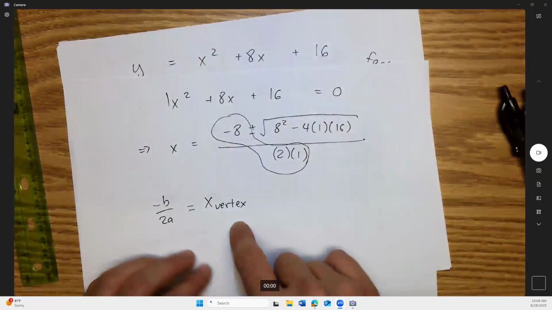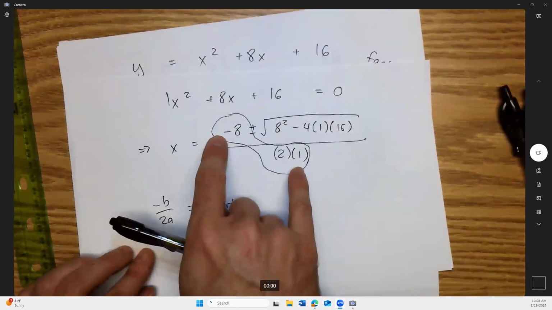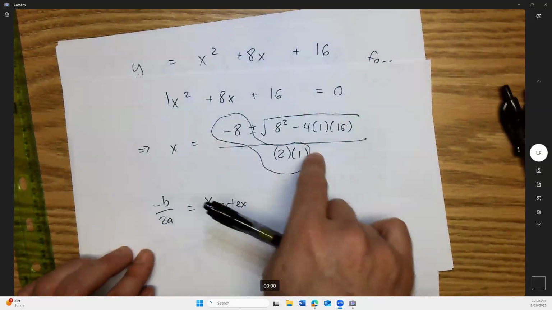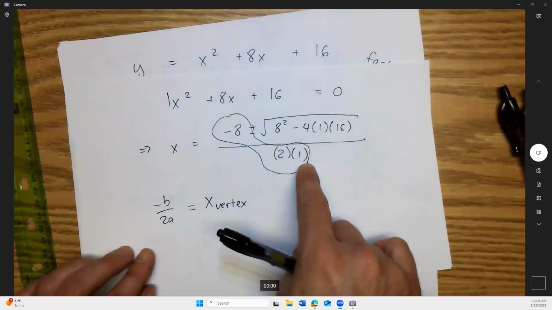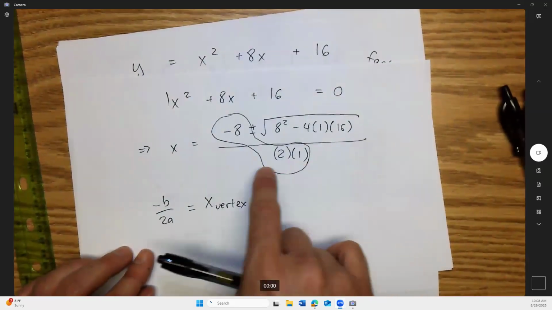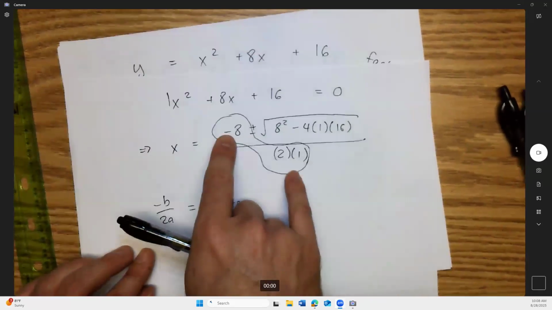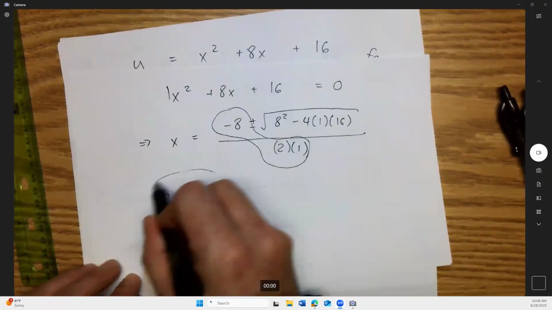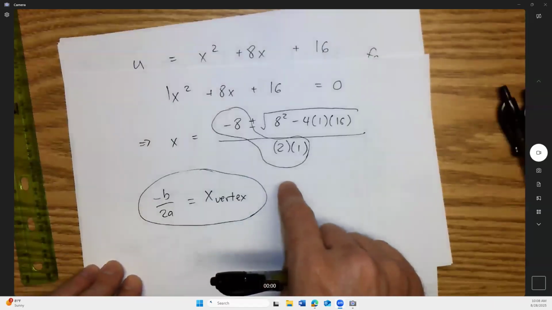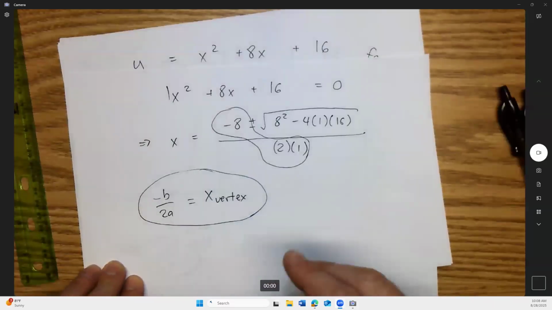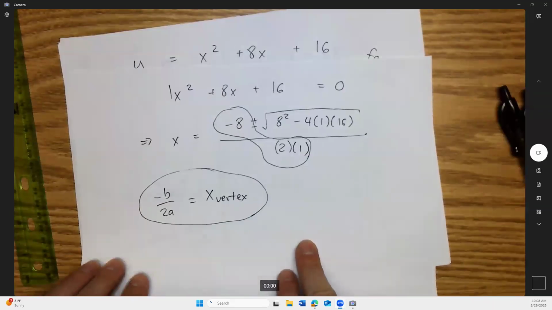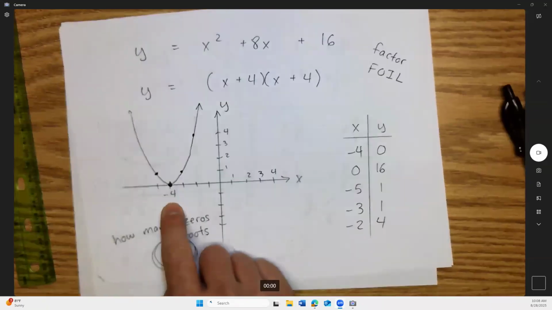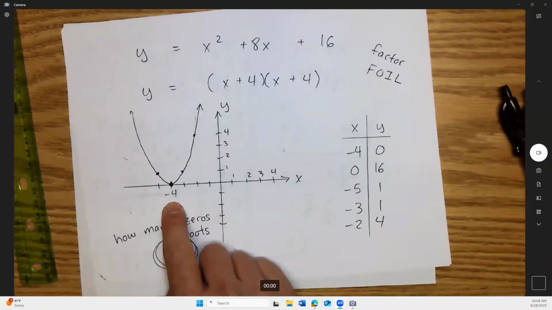Let's see if that's true. Because this is negative b over 2a right here, right? Negative 8 divided by 2 times 1. Guys, what does that come out to? The part that I circled? What is negative 8 divided by 2? Negative 4. So according to what I just wrote right here, I'm making the claim that the x coordinate of the vertex is at negative 4. And that's exactly what we just graphed right here, because it's the same thing, isn't it? You see that?